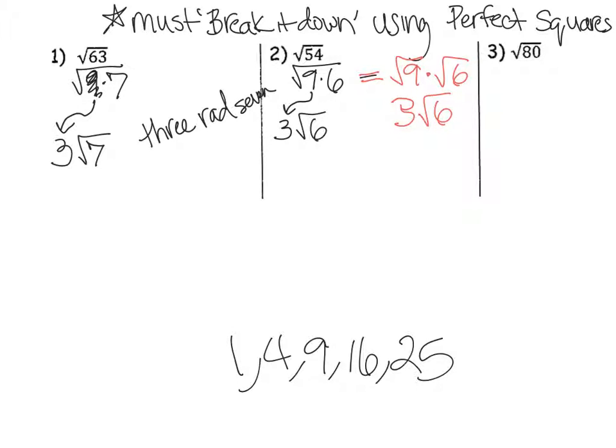Let's talk about number 3. 80. That number is bigger. So 80. What perfect square can go into 80? 8 and 10. 8 is not a perfect square. 10 is not a perfect square. Can't pick it. 80 and 1. 4, right? 1 is not good enough. 4 and what? 20. Good.